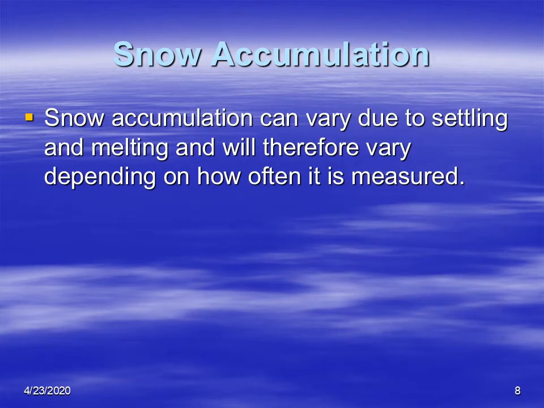Snow accumulation, whether it be snow depth or snowfall, will vary due to the settling and melting, and of course it will vary depending upon how often it is measured. If there is melting, you may have quite a bit of snow falling, but as it melts, you may not have very much accumulation. Or for that matter, over an entire season, measuring snow depth, the snow depth may not change very much, but the density of the snow itself may change.